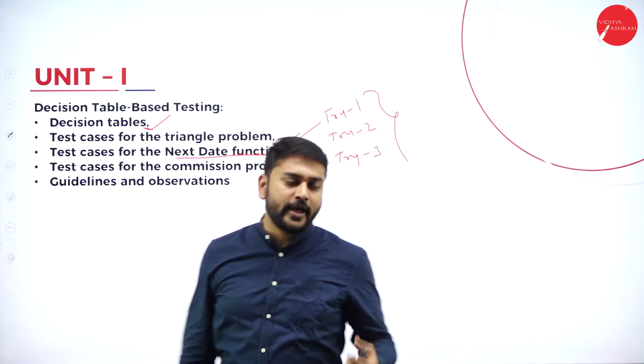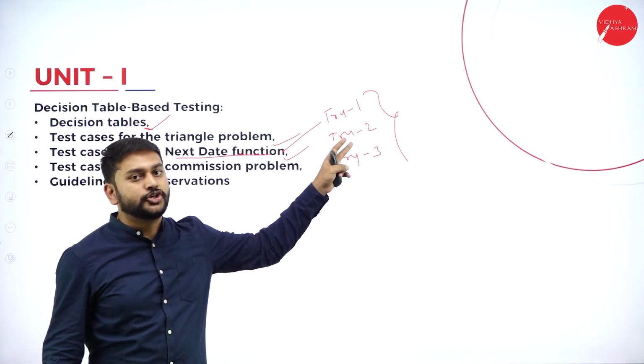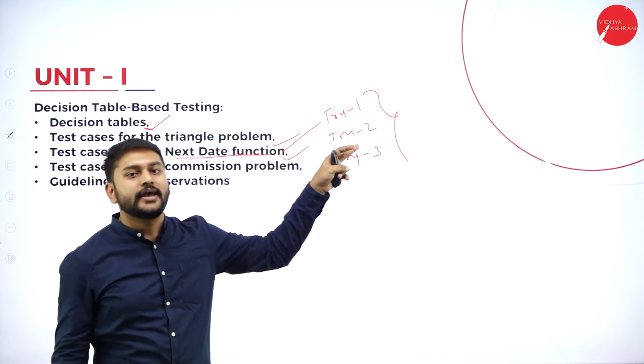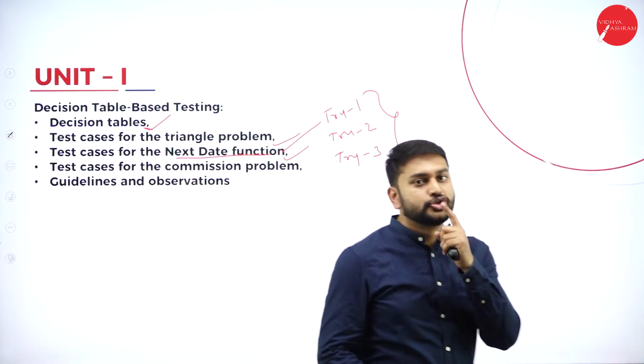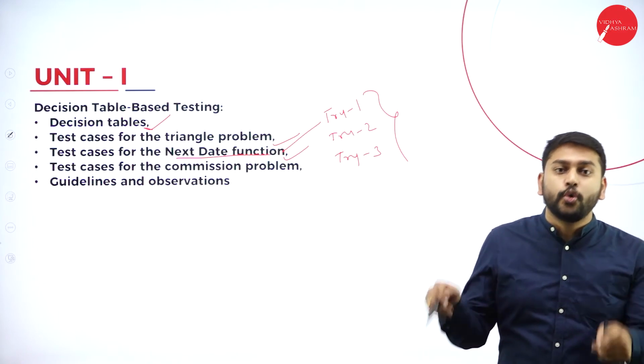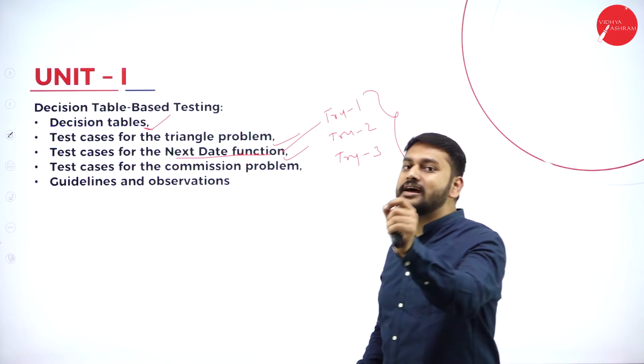We had some drawbacks with try 1, so we will be overcoming that, and we have done try 2. In the same way, we had some drawbacks in try 2, and we have improvised that, and we have done try 3. Whenever we are doing this, we have taken the help of equivalence class testing.